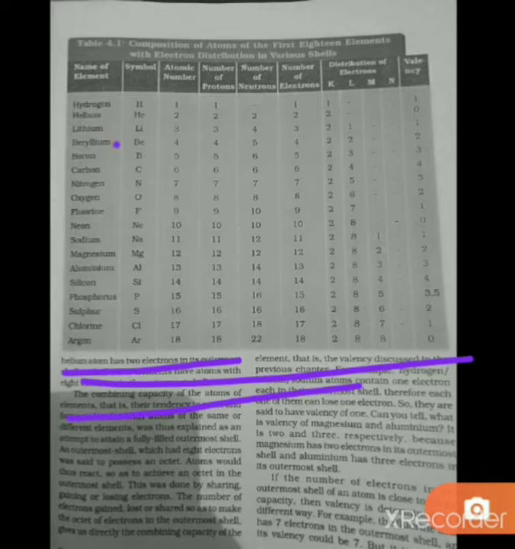So we have discussed up to beryllium. For boron also, as symbol is B, and talking about its configuration, it is 2 and 3. And as there are 3 electrons in the outermost shell, its valency is also 3. Similarly, you can see for nitrogen, for oxygen, for neon.